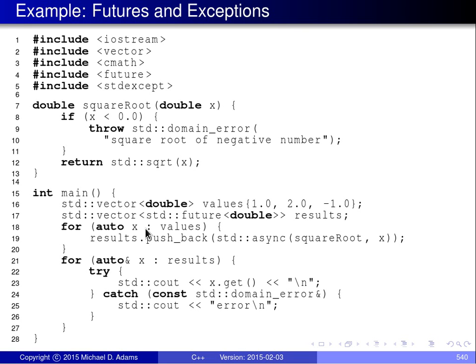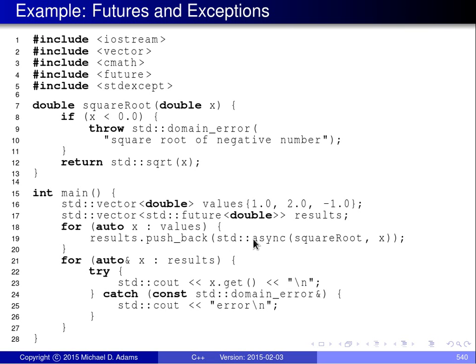And then we go into a loop here, looping for each of the values in our vector called values, 1.0, 2.0, minus 1.0. We're going to loop over each of the elements in the vector. So x corresponds to one of the elements in our vector. And we're going to invoke the square root function for each of these elements x using the async function. So when we call async, it's going to cause square root to be invoked with this parameter x, and the value that's produced by this square root function will be accessible via a future that's returned by the async function.